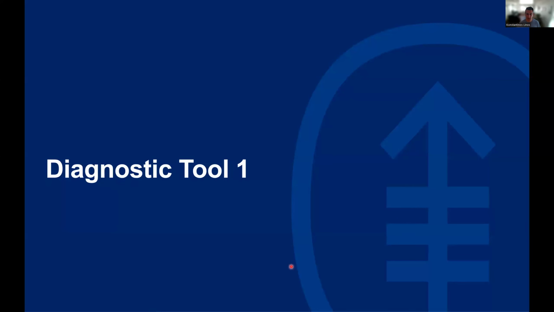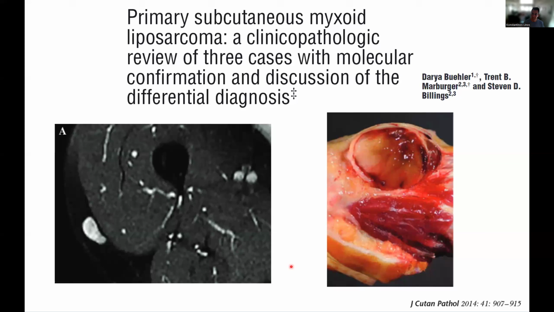So let's start with diagnostic tool 1. Myxoid liposarcoma typically presents as a deep-seated mass in the lower extremity of adults. So primary subcutaneous presentation is rare, but can happen.